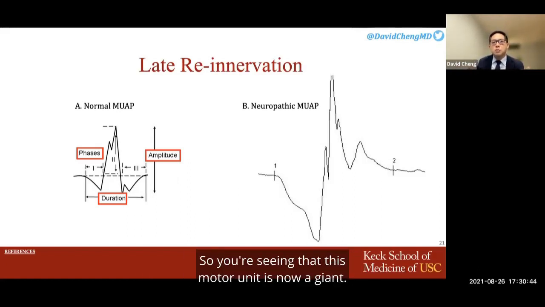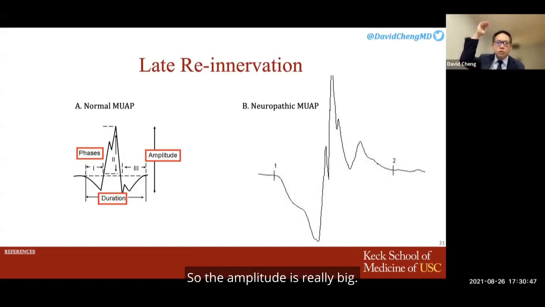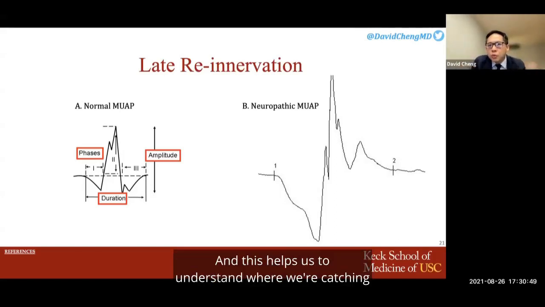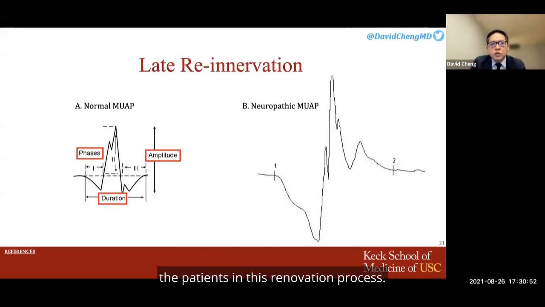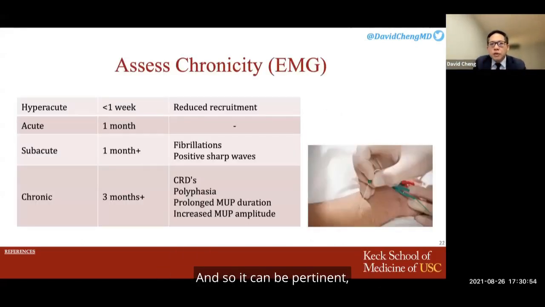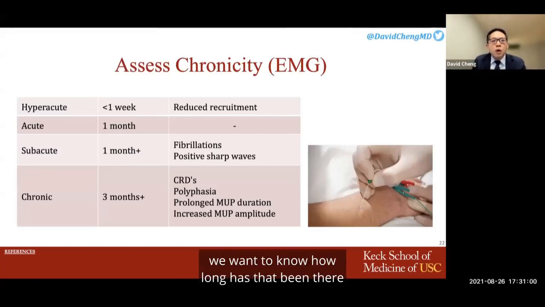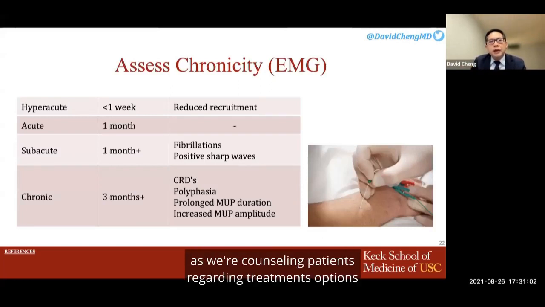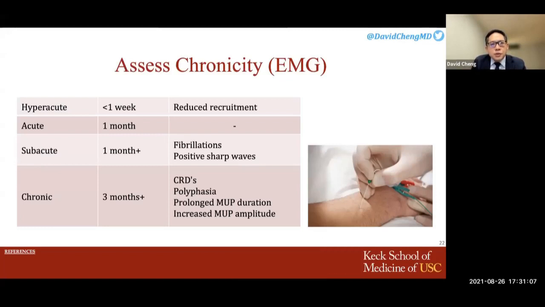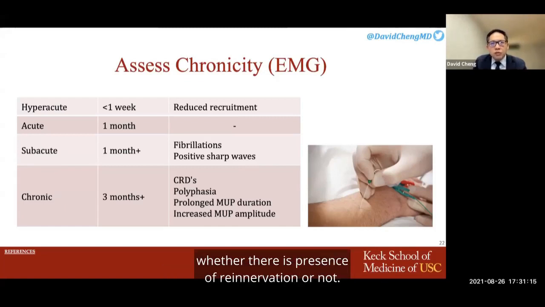reinnervation. So you're seeing that this motor unit is now giant. The amplitude is really big. And this helps us to understand where we're catching the patients in this reinnervation process. It can be pertinent, particularly when we're seeing someone with, let's say, a foot drop, and we want to know how long that has been there. When we're counseling patients regarding treatment options and treatment expectations, whether that injury is old versus new, whether there is presence of reinnervation or not, can have implications in terms of prognosis, and that allows us to better guide patients.